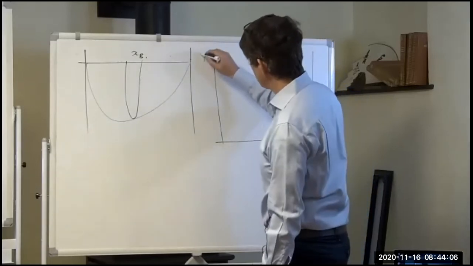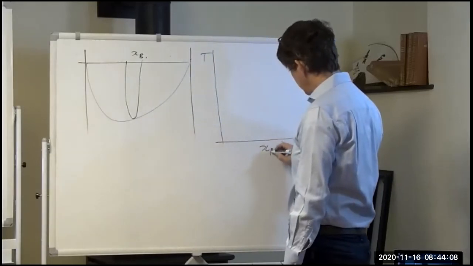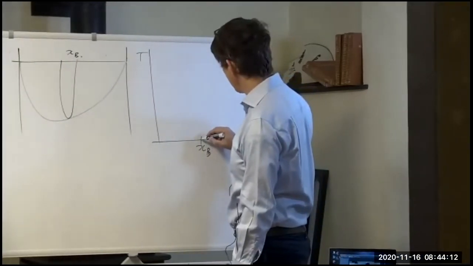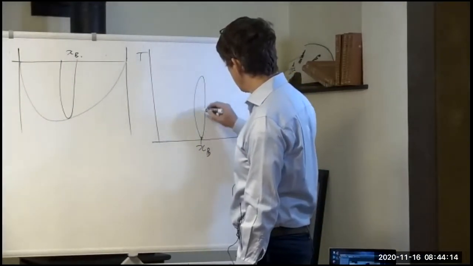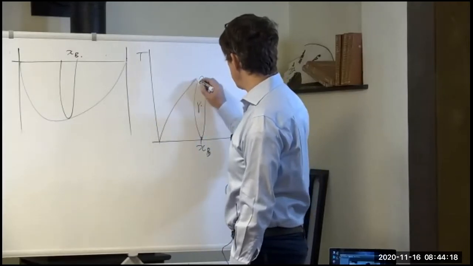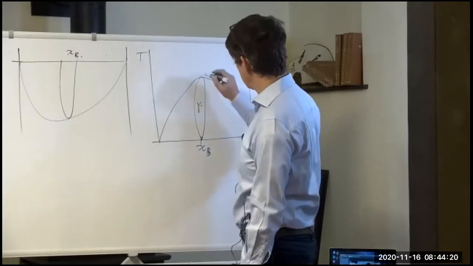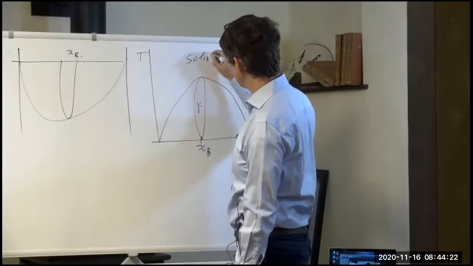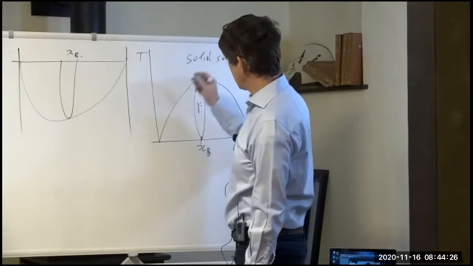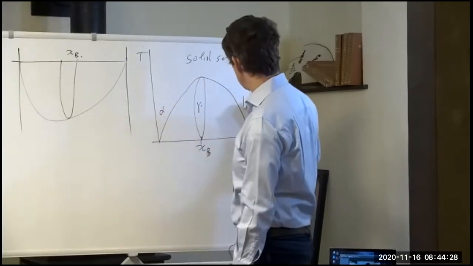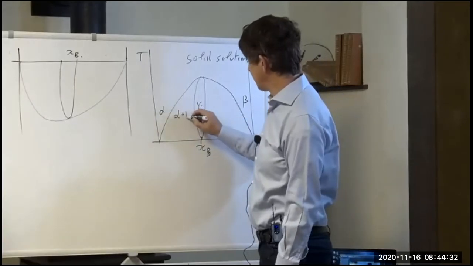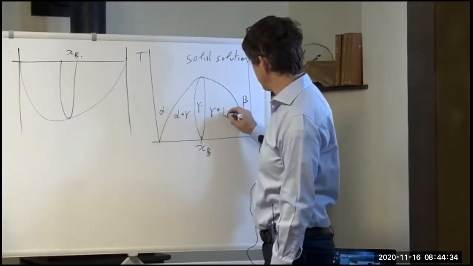now I'm plotting T versus XB. Let's say I have a single compound at AB, I will have some domain of stability of the compound, which I'll call gamma, and then there will be a two-phase dome over it. Here I will have solid solution. Here I'll have alpha. I'll call this side beta, again with the caveat that some people don't like that. Here I have alpha plus gamma. Here I have gamma plus beta.